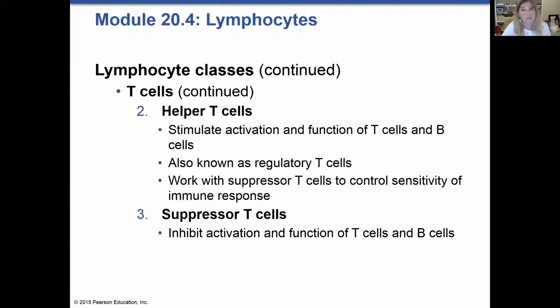Then there are helper T cells. Helper T cells are going to stimulate more T cells and B cells. These are also sometimes known as regulatory T cells. They work with suppressor T cells to control the sensitivity to a particular antigen. Suppressor T cells are there to inhibit the activation of T cells, kind of turning them off.